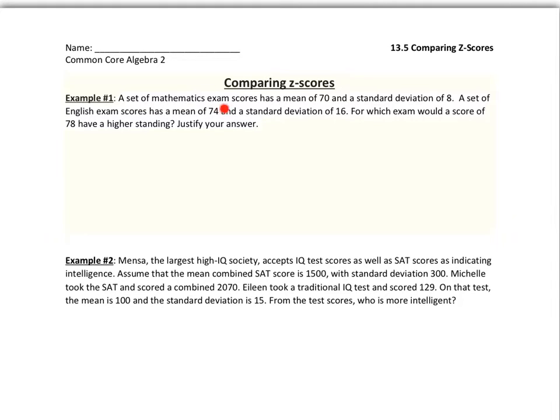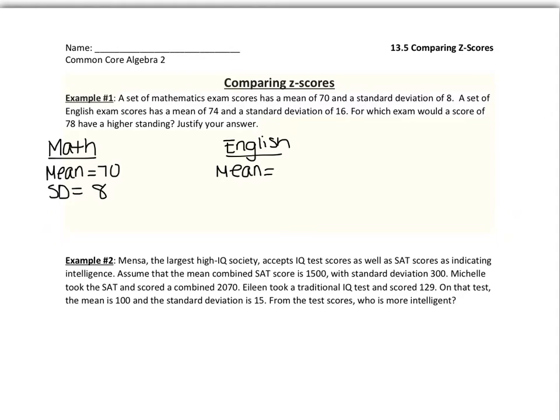A set of mathematics exam scores has a mean of 70 and a standard deviation of 8. As I read this, I'm going to take some notes. So math has a mean of 70 and a standard deviation of 8. And then it says English exam scores have a mean of 74 and a standard deviation of 16. So mean 74, standard deviation of 16. So the question is asking, for which exam would a score of 78 have a higher standing?